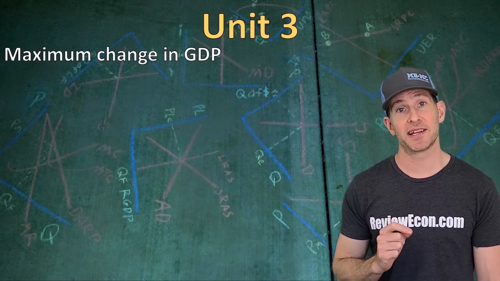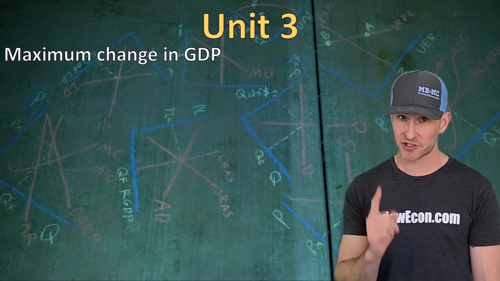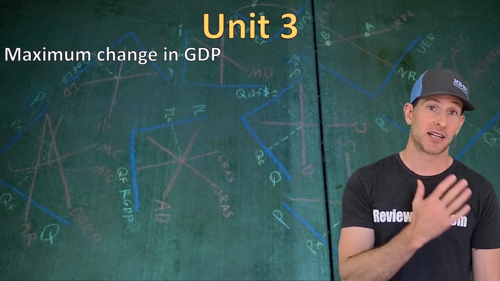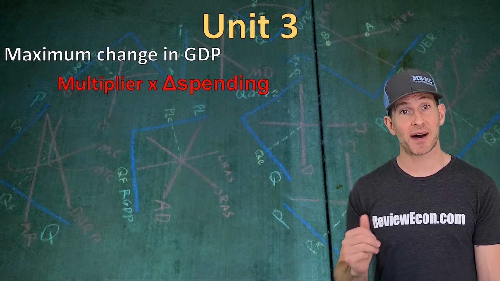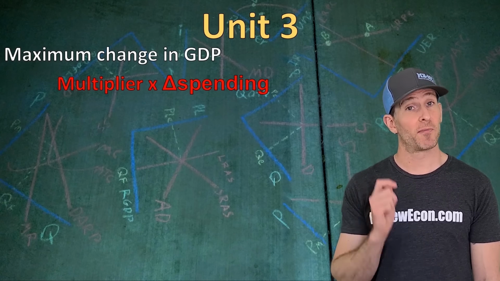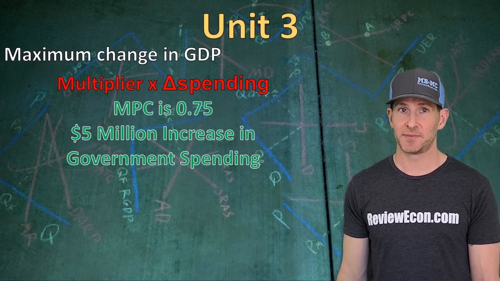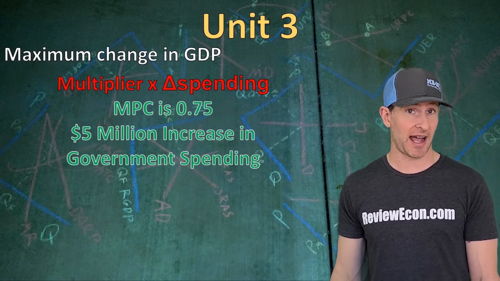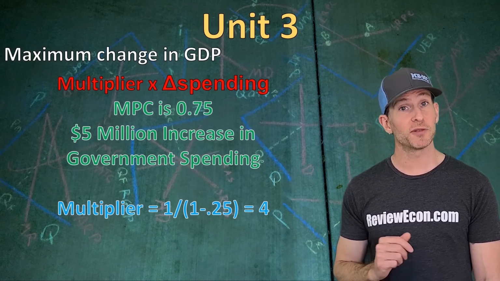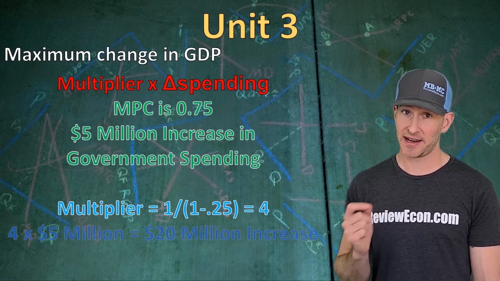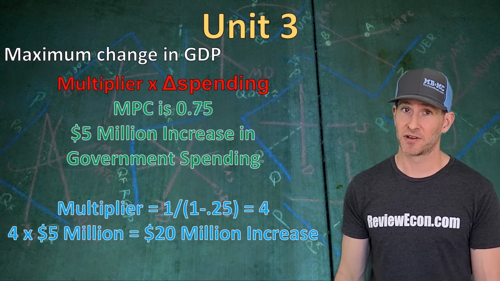Now you can use that spending multiplier we just calculated to determine the maximum change in gross domestic product that can result from new changes in spending: government purchases, net exports, or gross investment. You take the multiplier and times it by that initial change of spending. So if our marginal propensity to consume is 0.75 and the government increases spending by $5 million, what's the maximum change we will have for gross domestic product? Take that spending multiplier of 4, multiply it by the $5 million that the government increased spending by, and that gives us a maximum increase of $20 million in gross domestic product.